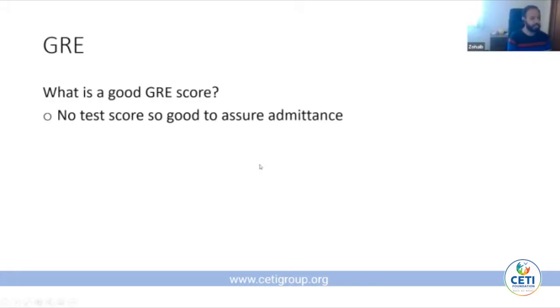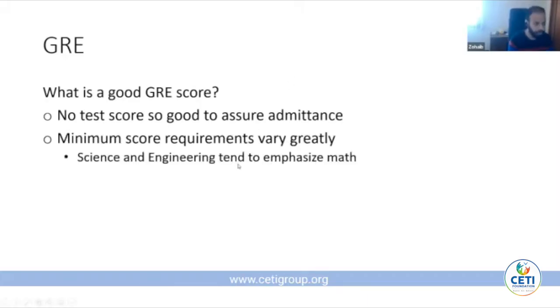Again, like GPAs, no test score for GRE is so good that it will assure you admittance. I know people who have got a score above 330 out of 340 in GRE who still did not make it to many universities. And I know people who have got a score of even 310, 315, and they made it into some university. So again, this is something which is in our control. You should aim for as high a score as you can. And the other thing is you have to start preparing early for this. The minimum score requirements will vary greatly from university to university.